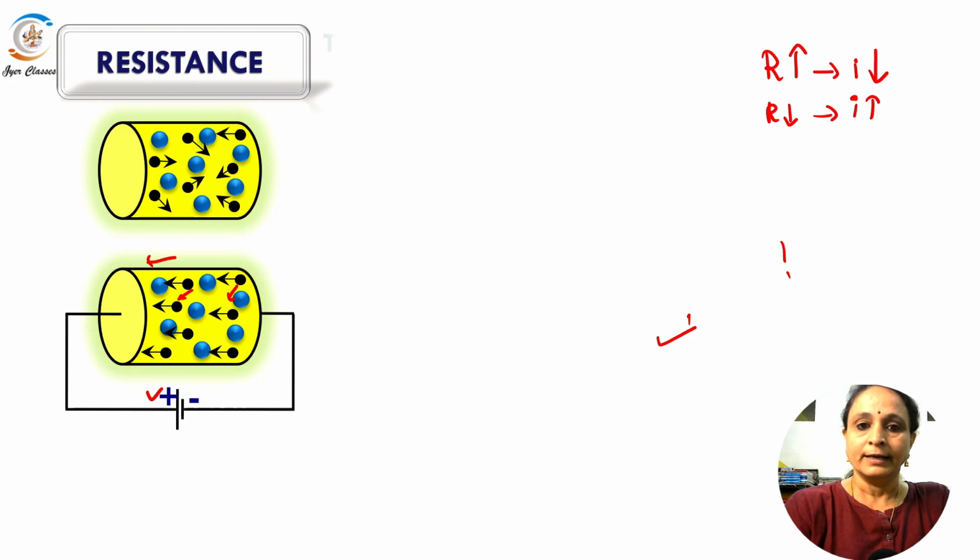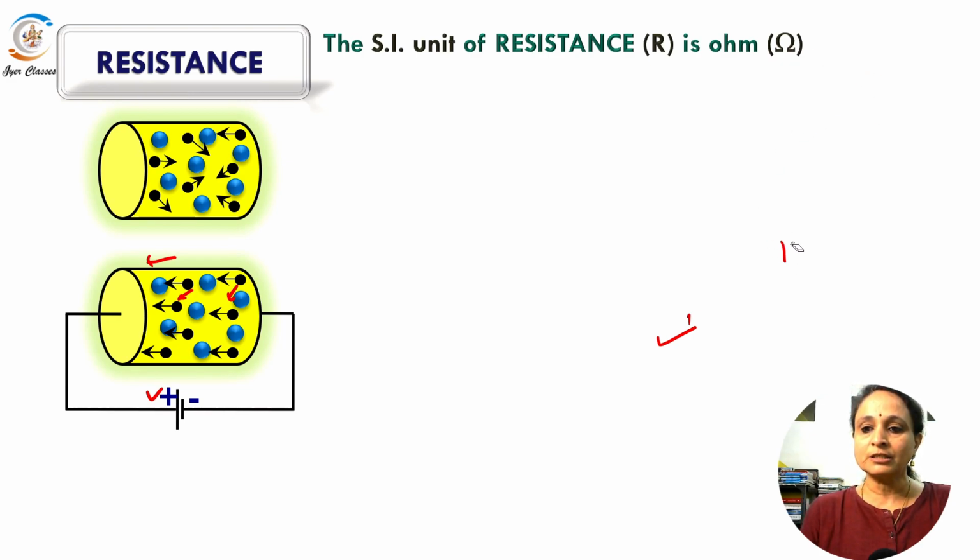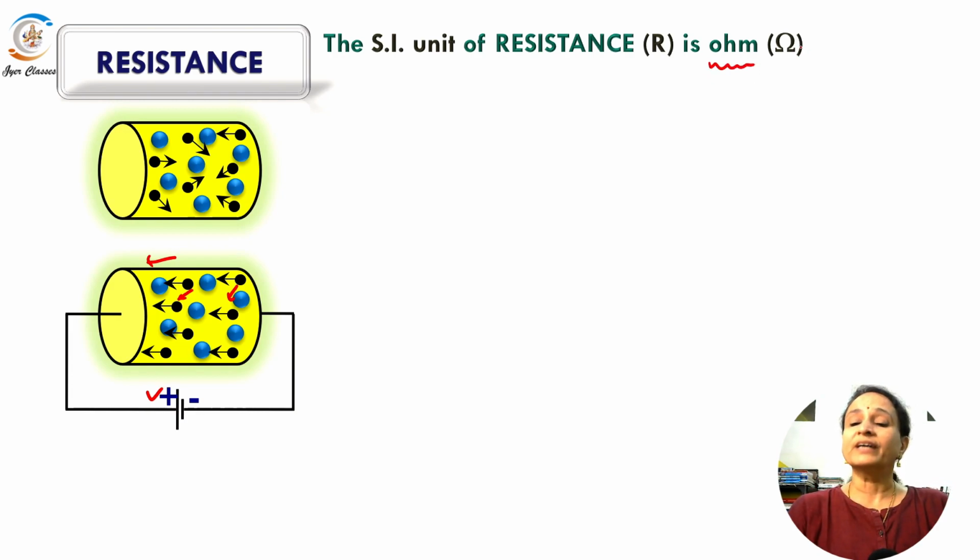Okay. Now, once you have studied it, we need to understand what exactly is the unit of resistance. The unit of resistance is ohm. Ohm is given in honor of the great scientist we talked about, George Simon Ohm, because he actually made Ohm's law, right?